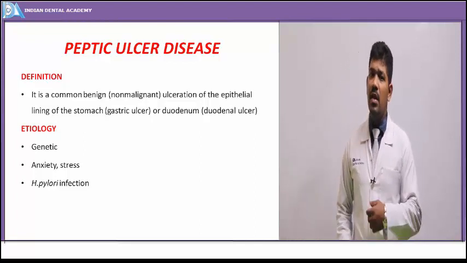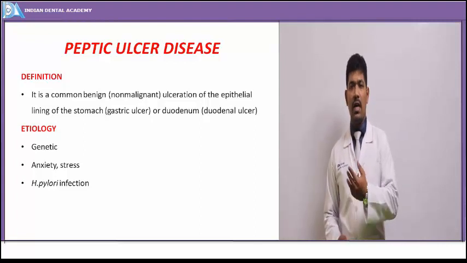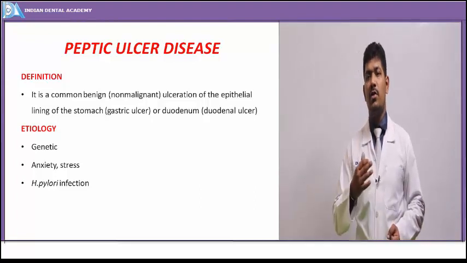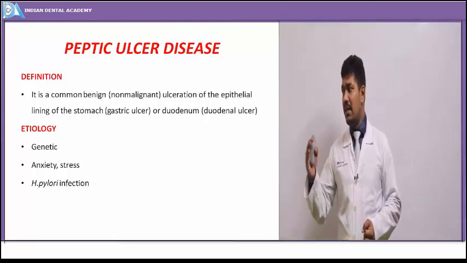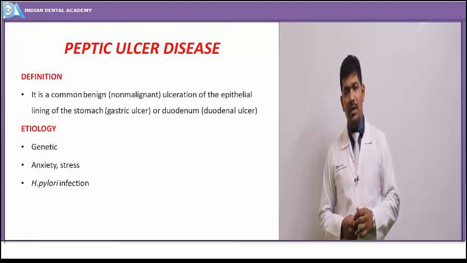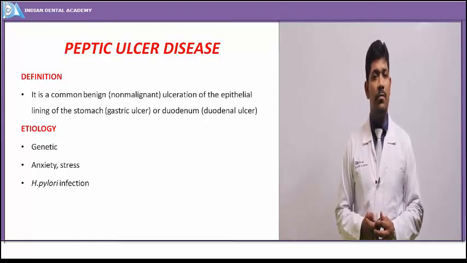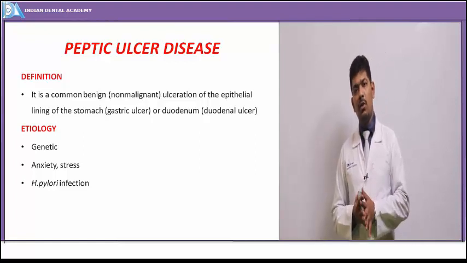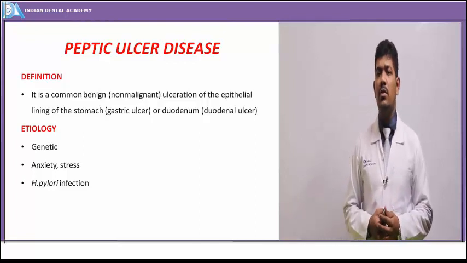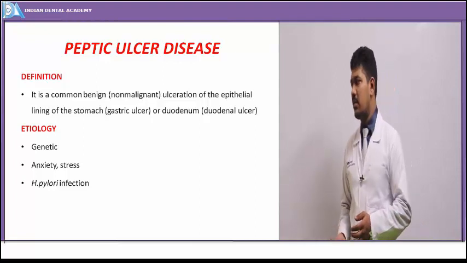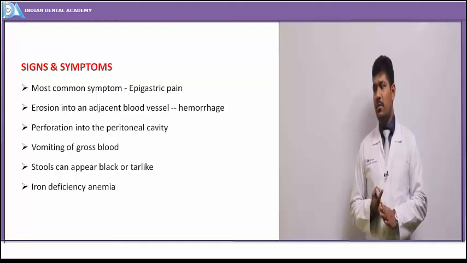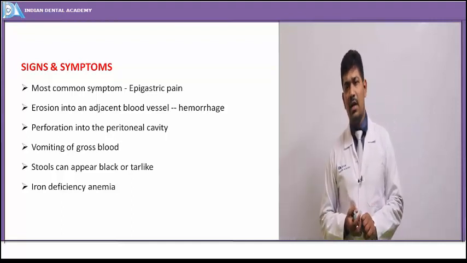The etiology is predominantly genetic. Also, we see a strong link between anxiety or stress levels and the production of acids, and this results in peptic ulcers. And the most common etiology is H. pylori infection, which, although not very commonly seen in the general population, is still one of the most important etiologies for peptic ulcer disease. The most common symptom, as with any kind of ulcer, is associated pain.